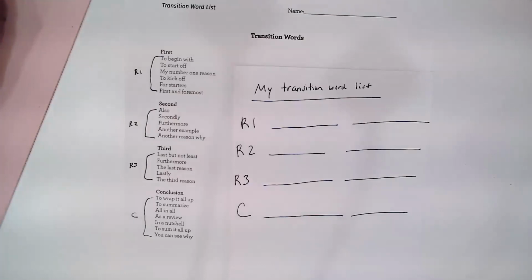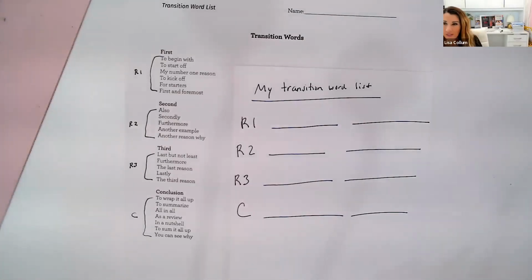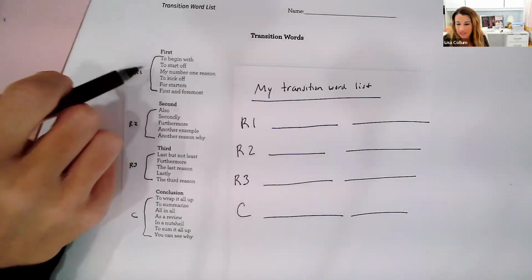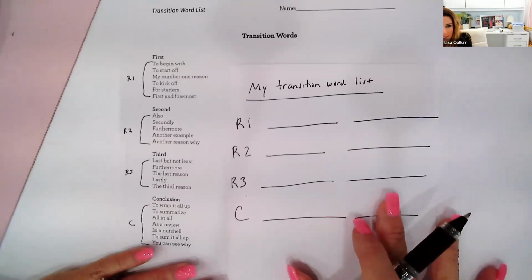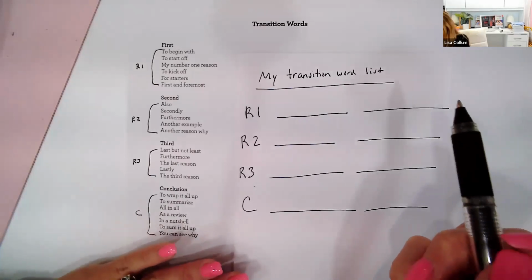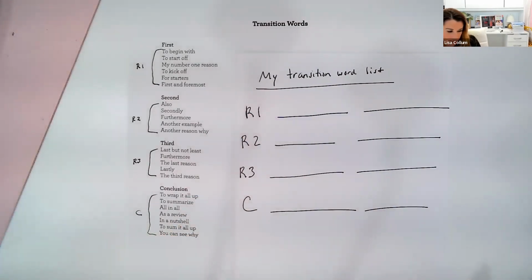Okay, so now that you've written your transition word list, what I like to do is pick my top 2 transition words for each paragraph, because sometimes having a list can be a little overwhelming. So I always like to pick my top transitions to use for R1. Now, yours aren't going to be the same as mine because I'm picking my top 2, but I do want you to see how I'm doing it.